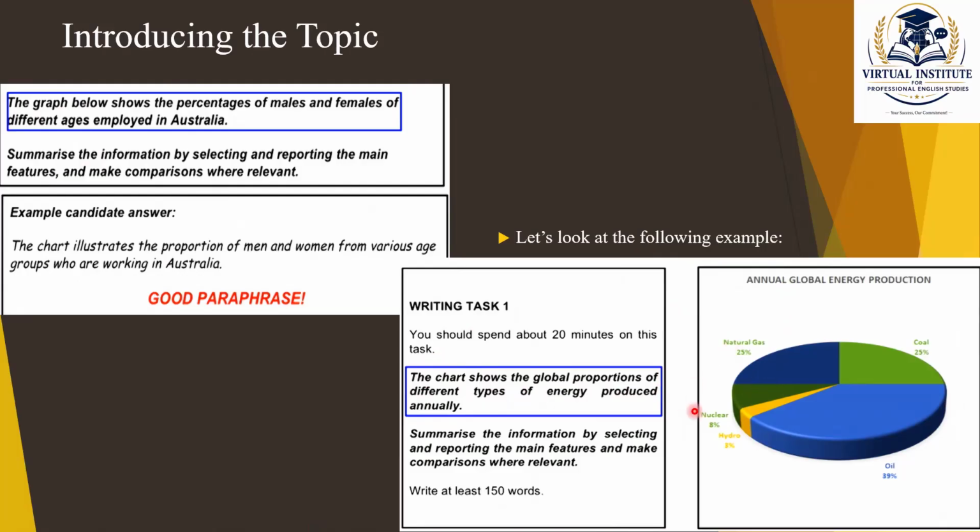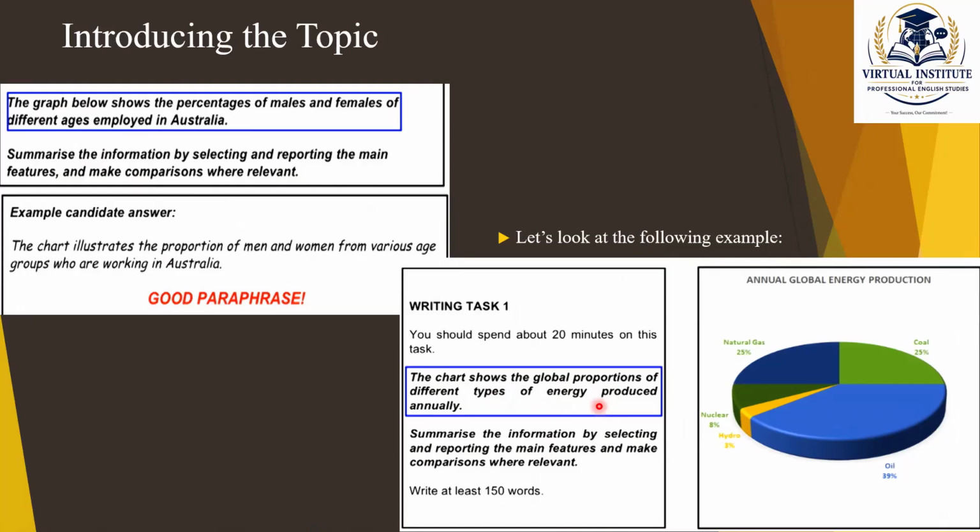Now, let's see, sir, how can I paraphrase this? Yes, you can try. The pie chart illustrates the global percentage of various types, various kinds of energy created annually. Yes, very good. But energy is not created, energy is produced, right? So you could have said, types of energy annually produced.